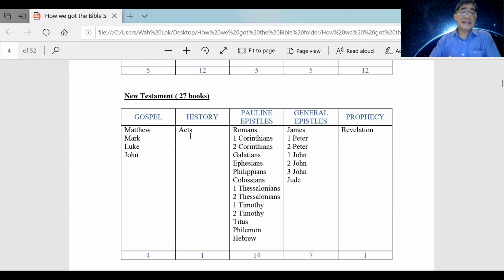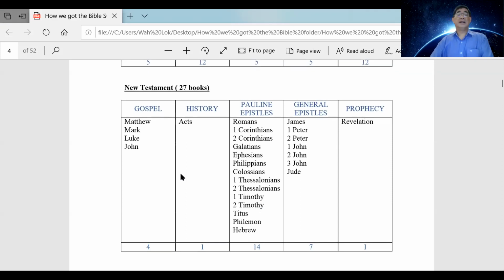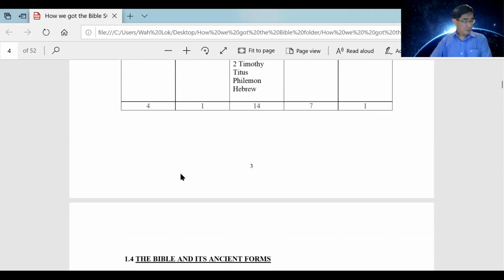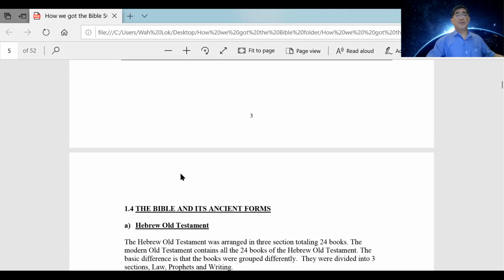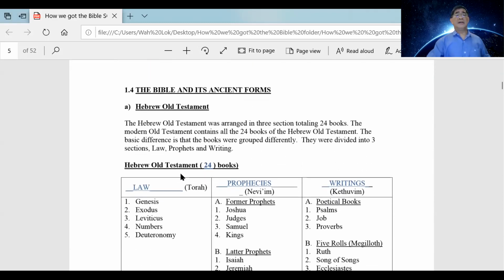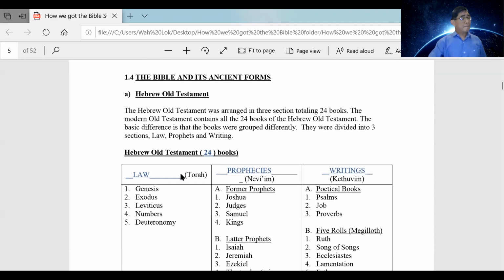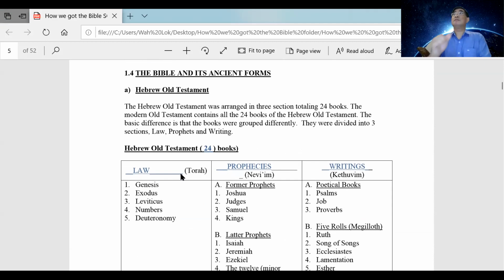Acts is a history book of the early church, and then here the Gospels, Matthew, Mark, Luke, John, are a record of the life of Jesus by 4 different authors. So that is a summary of the New Testament. We have covered page 3 now, and we are now coming to page 4.